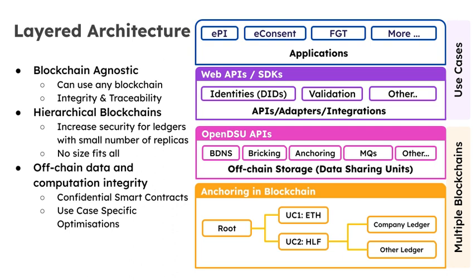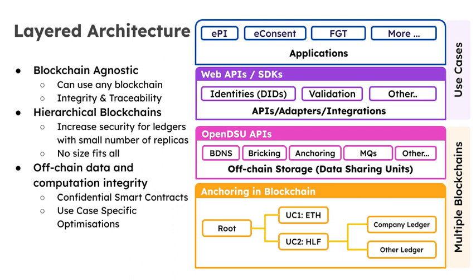The architecture of OpenDSU is layered, designed to be blockchain agnostic, meaning it can utilize any blockchain system. This flexibility ensures integrity and traceability in the data. The concept of hierarchical blockchains is employed to increase security, recognizing that no single solution fits all needs.